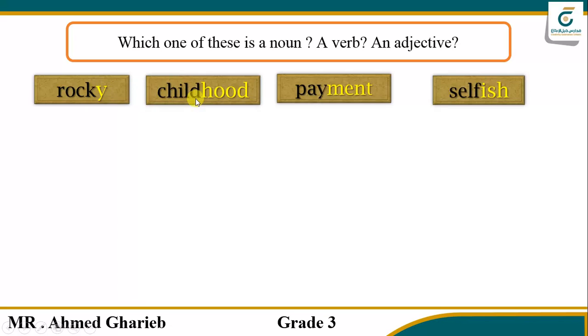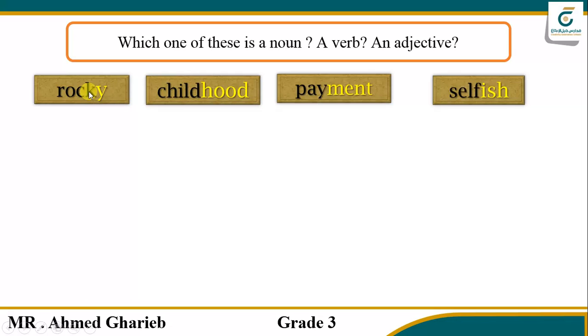Child is a noun. When we add hood, it gives me another noun with a different meaning. Pay is a verb. With ment, it's a noun. Solve is a verb. When we add ish, it means, sorry, an adjective, okay? So as you see, the suffix helped me a lot to find out what the word is. Is it a noun? Is it a verb? Is it an adjective? Also, it helps me to know the meaning of the word.